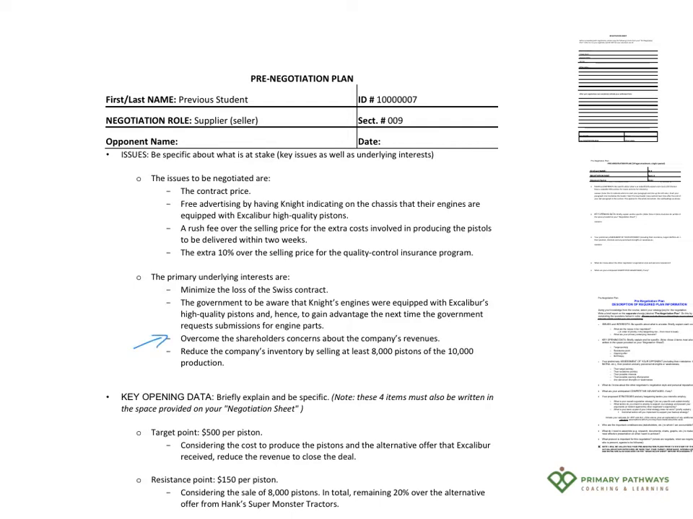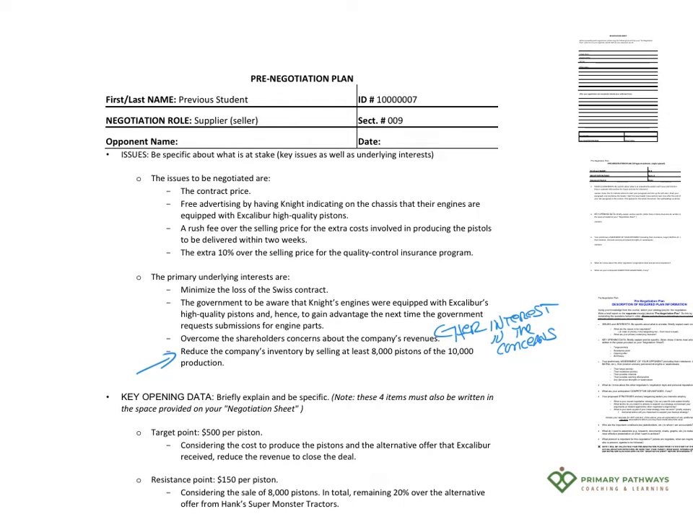Overcoming the shareholders' concerns about the company's revenues. As an employee of the company, she knows that the owners of the company, the shareholders, may have some concerns, but it's not the concern that is the interest, it is the overcoming. That is the underlying interest. So we can't just state that shareholders have concerns. We have to state our interest in those concerns. Very important for this section.